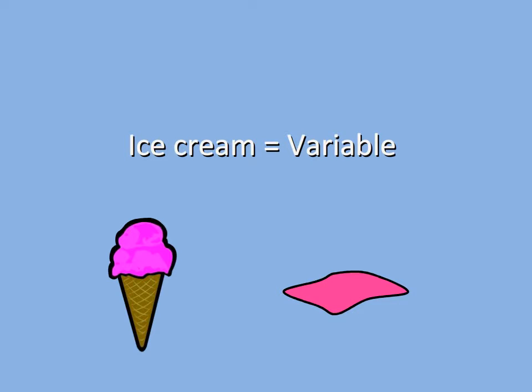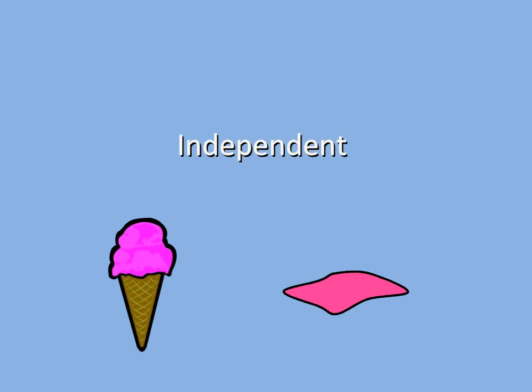So our ice cream is a variable in our experiment because it can be changed. And it is specifically called the independent variable, as we are directly altering this variable, frozen or melted ice cream. There's another variable called the dependent variable. If we change the independent variable, the dependent variable will change as well. But we cannot directly change the dependent variable. What do you think the dependent variable is in our experiment?